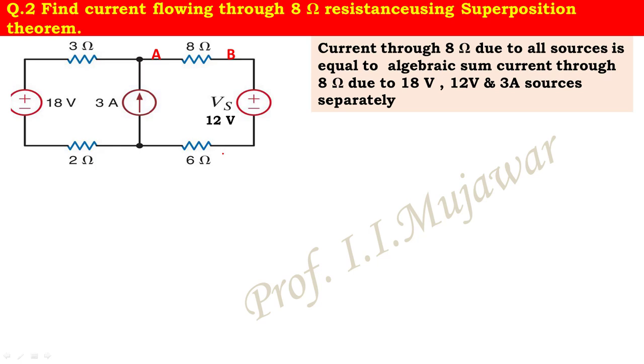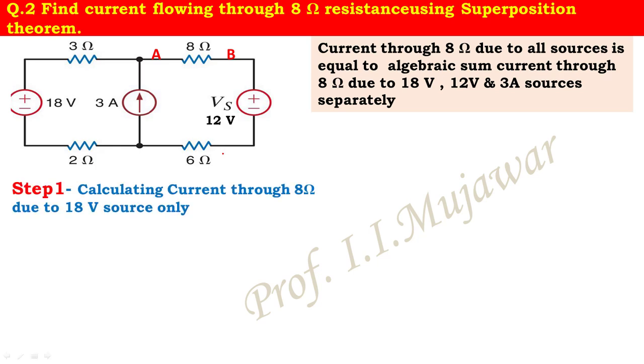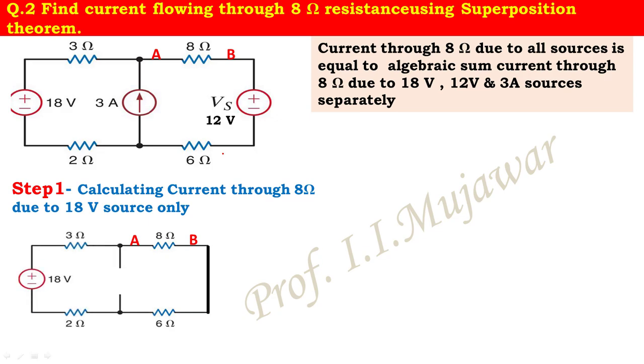So very first step is just to find out the current flowing through 8 ohm due to 18 volt source only. That means during this one we will remove 3 ampere source and 12 volt source. So just to remove the current source we have to open it. So here we have opened, whereas to remove the voltage source we have to short it.